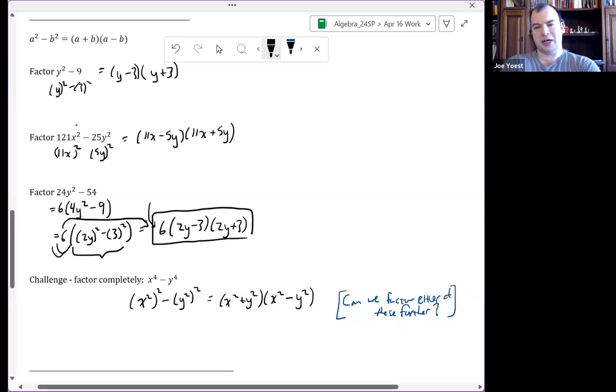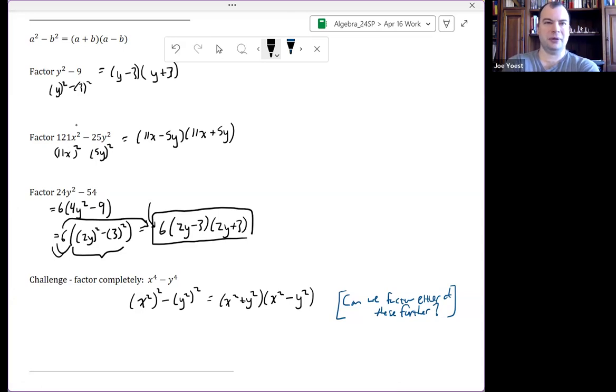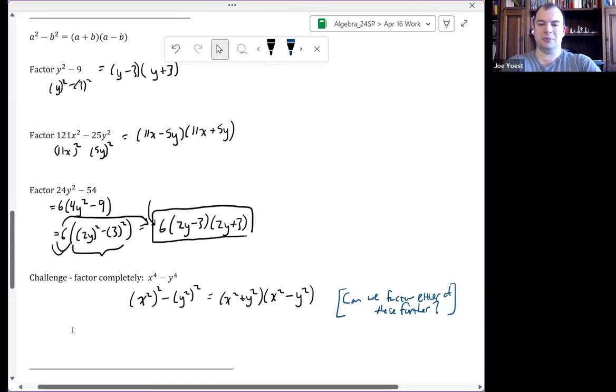And then for the challenge problem, this is challenging for a couple reasons. First of all, we might not immediately think of, say, a fourth power or a sixth power as being a square because it doesn't have a 2 explicitly in it. But really, x to the fourth is x squared squared. And y to the fourth is y squared squared. So these actually are two terms that are both squares. And because they're connected with a minus, they do fit the difference of two squares pattern.